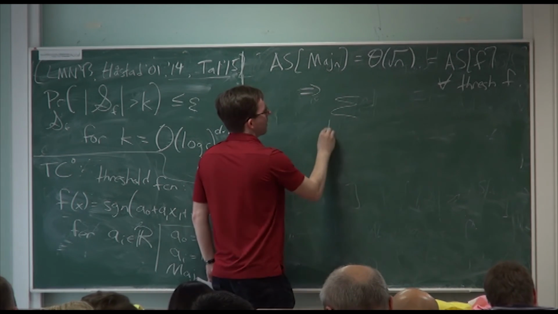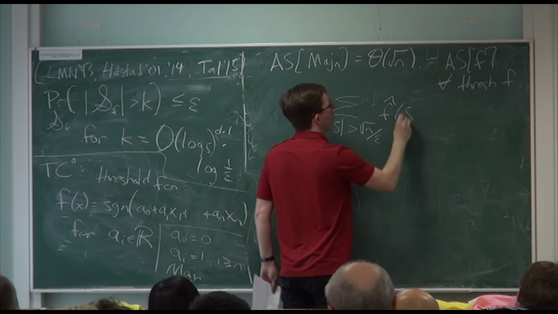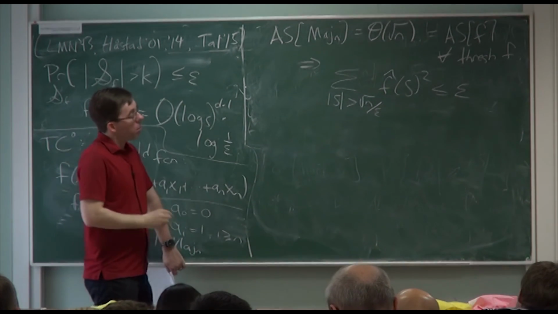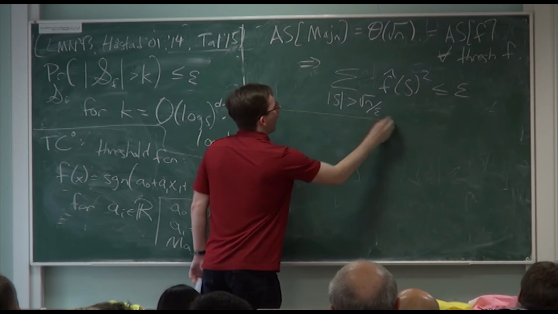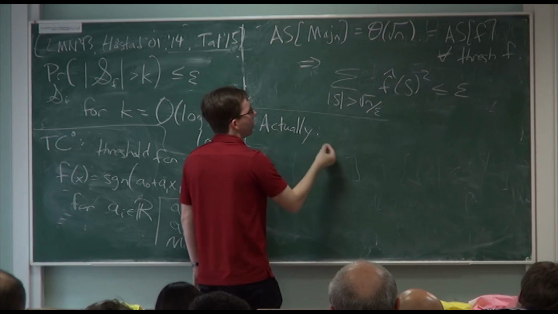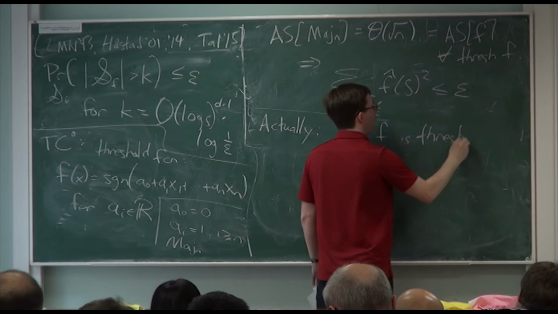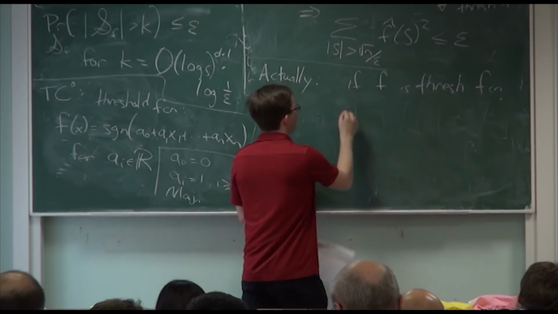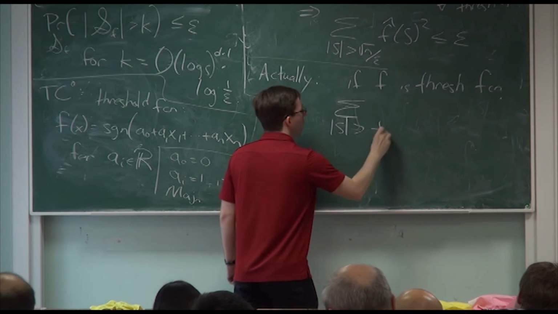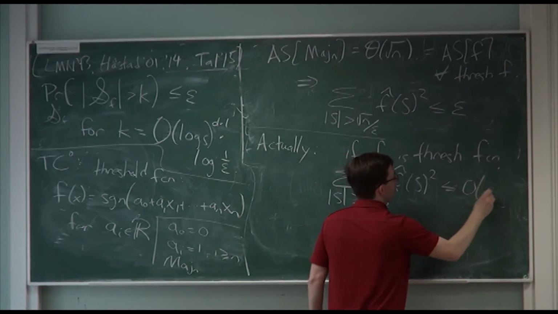Anyway, this tells us that the sum over all sets S bigger than root n over epsilon of f hat of S squared is at most epsilon for threshold functions. But this bound is very, very far from tight. Actually, threshold functions have much, much better Fourier concentration. It's also true that if f is a threshold function, the sum over sets S of cardinality just bigger than 1 over epsilon squared of f hat of S squared is order epsilon.